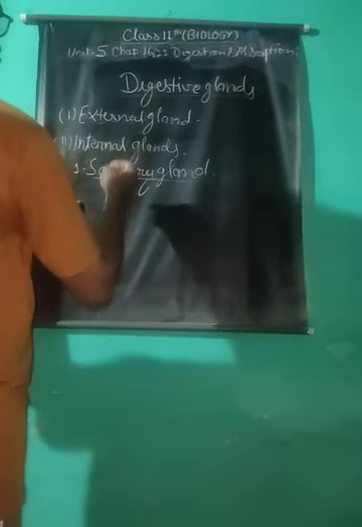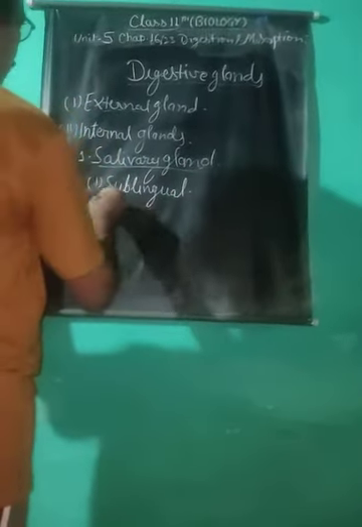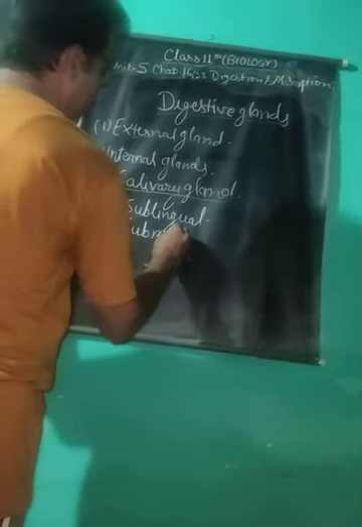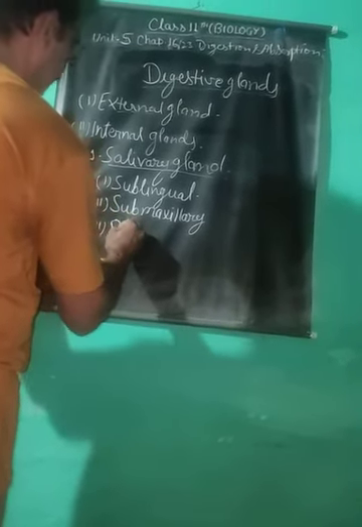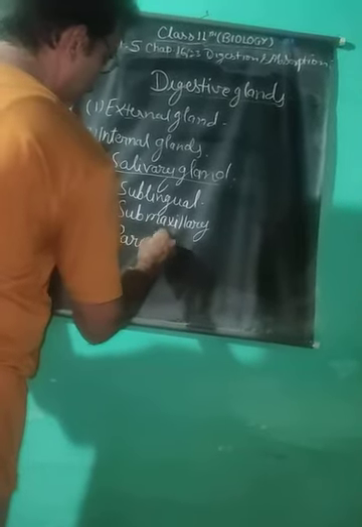These three pairs of glands are the sublingual salivary glands below the tongue, the submaxillary glands opening into the lower jaw, and the parotid glands on the back side below the ears. The three pairs of salivary glands secrete saliva in the buccal cavity.